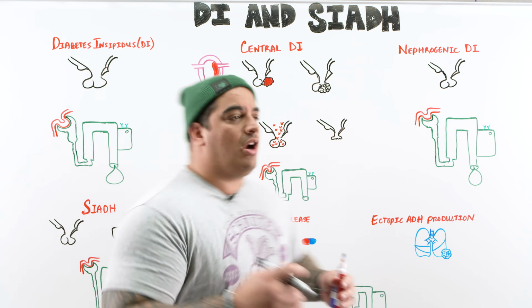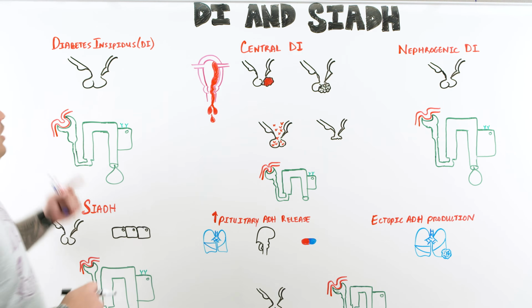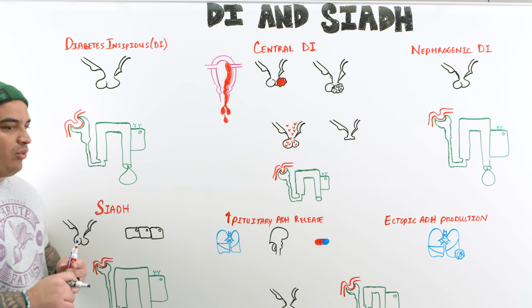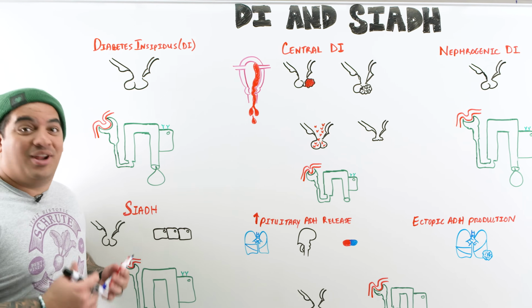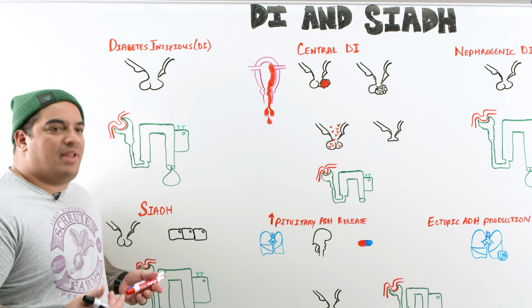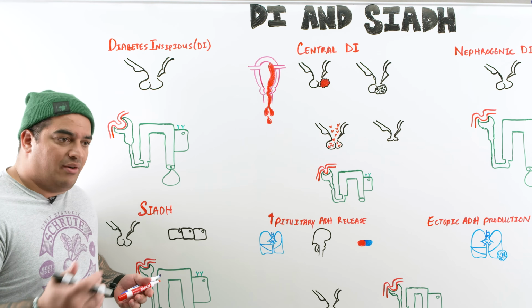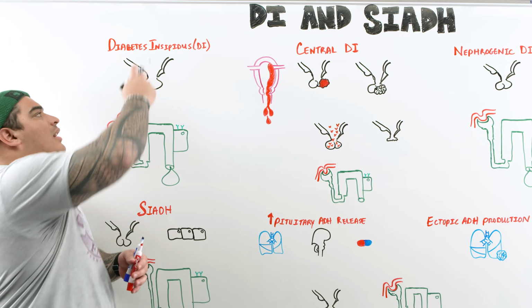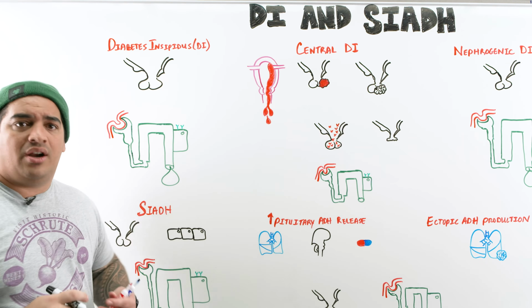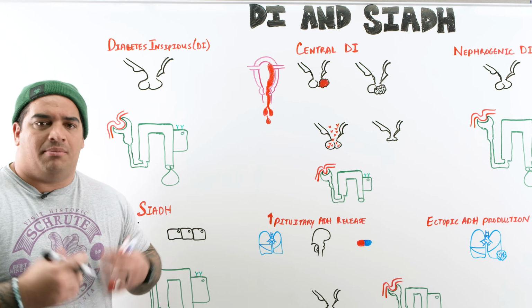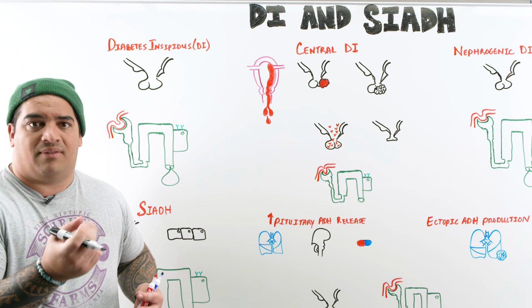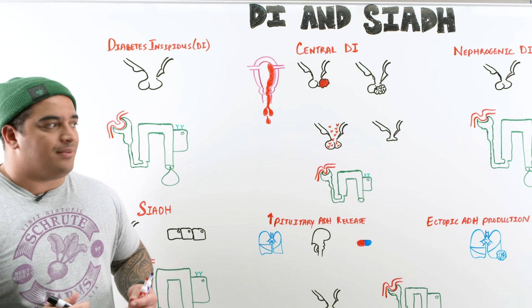But without further ado, let's talk about DI and SIADH. So these two disorders are really disorders of ADH production, is really what it comes down to. Now you have to remember that ADH is produced from the posterior pituitary, right? There's these neurons that extend from the hypothalamus down to the posterior pituitary, and basically ADH is already synthesized. It's just sitting in the synaptic vesicles waiting to be released.